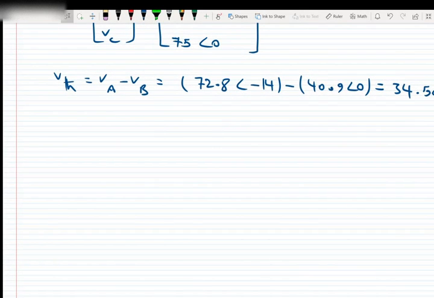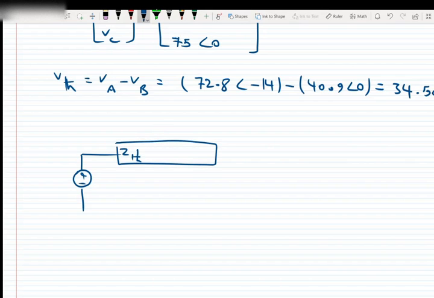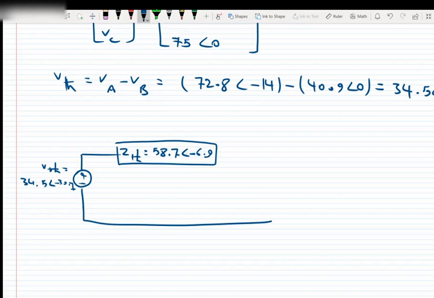And finally, we got V Thevenin and Z Thevenin. So let's bring back the circuit in the form of Thevenin equivalent. Z Thevenin is equal to 58.7 with the angle of negative 6.9, and V Thevenin is equal to 34.5 with the angle of negative 30.7. This is the equivalent of the circuit from points A and B, and now it's time to add the inductor.